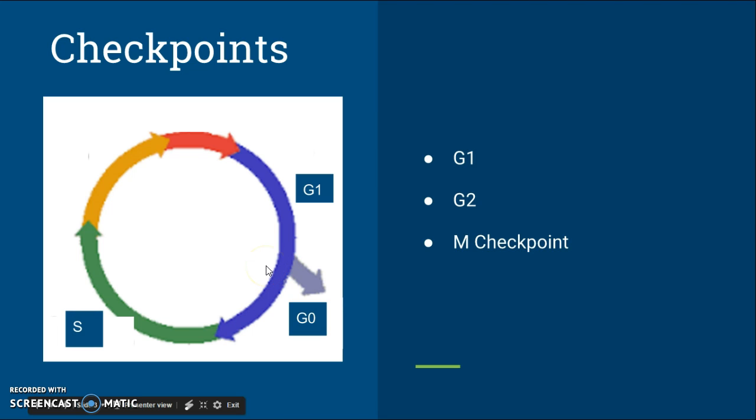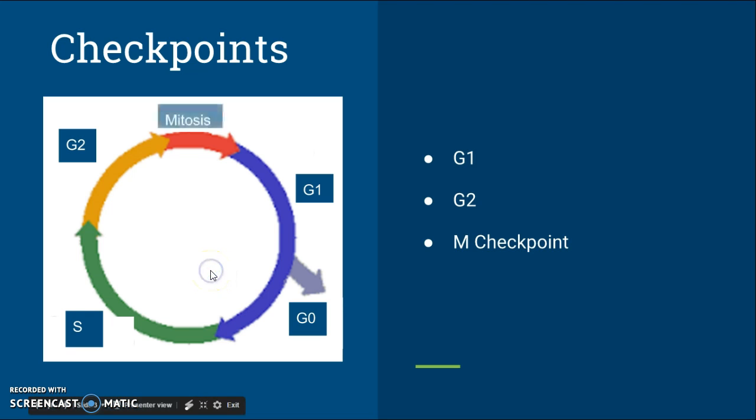Next, it will go through the S phase. This is where DNA synthesis occurs. After is the G2 phase. This phase makes sure all the chromosomes have been accurately replicated without any mistakes or damage.